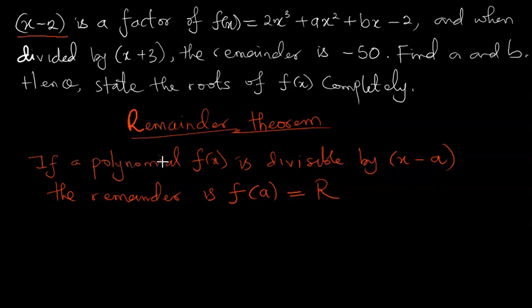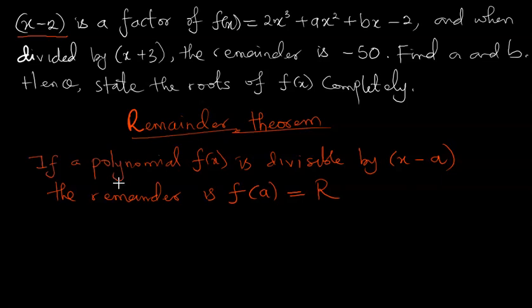In this video, we're going to learn how to apply factor and remainder theorem. So looking at the question, x minus 2 is a factor of this polynomial. When this polynomial is divided by x plus 3, the remainder is minus 50. So we have to find a and b, and we state the roots of the polynomial.